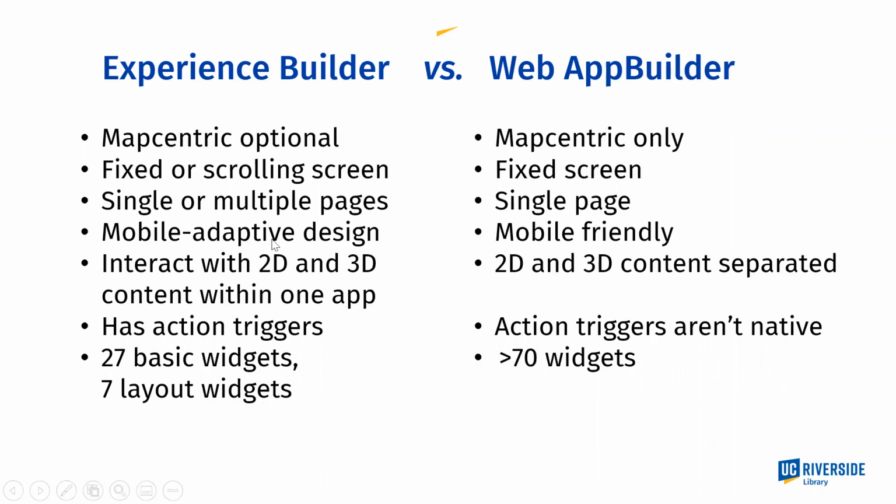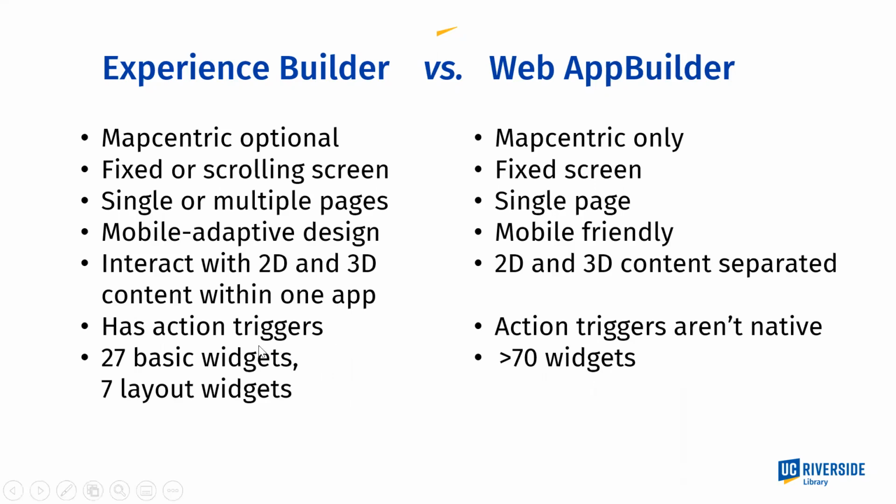Now, these next terms, mobile adaptive design versus mobile friendly, I read what those meant, and it wasn't especially clear of a distinction, but I did get the impression that mobile adaptive is better and preferable if you can have that. Not that there's anything wrong with mobile friendly, it's just mobile adaptive is a better performance, I think. With Experience Builder, you could have a 2D scene and a 3D view content within one app. With Web App Builder, they're going to have to be in separate apps. Experience Builder does have action triggers, such as if I click on this, I make this other thing happen. And Web App Builder, that's not native, but I think your developers can come up with that action if they need to.